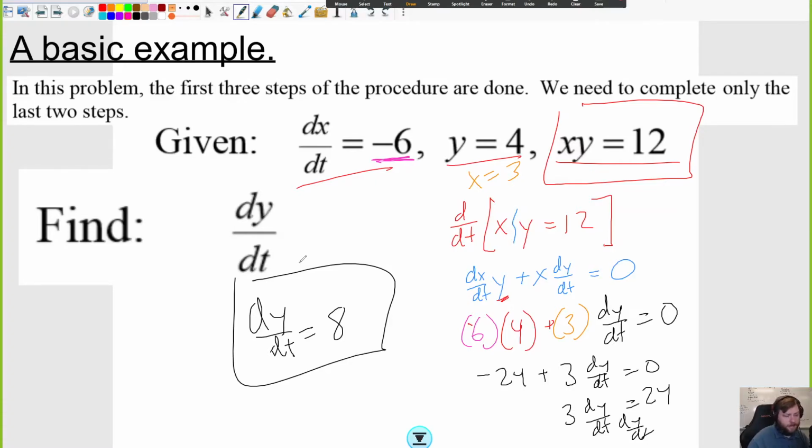So that's the idea. I got my equation. I was given some givens. Differentiate with respect to time, because that's what I know, because I have to find dy over dt. You plug that in, and you'll be good.